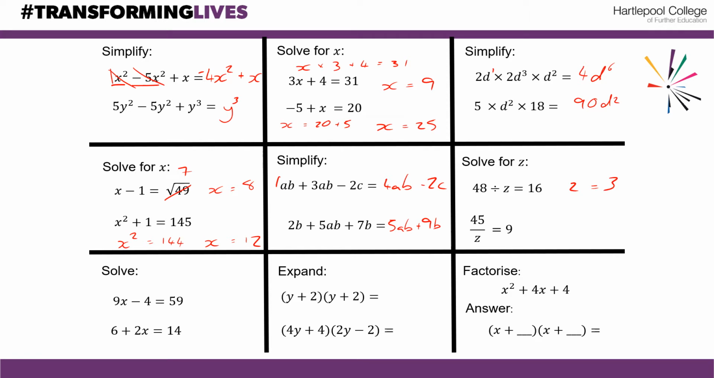Similar kind of thing for the next one. 45 divided by something is 9, or 9 times something is 45. It's 5. So z equals 5.